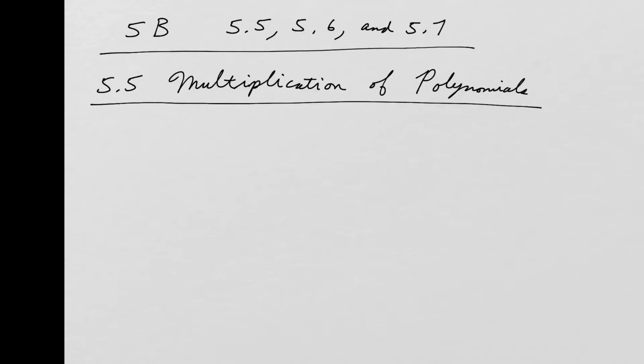Okay, so to keep things simple, we're going to start with just monomials. Remember, a monomial is like a one-term polynomial. So we'll start with that and we'll kind of build up from there. So to multiply monomials together, let me give you those rules.